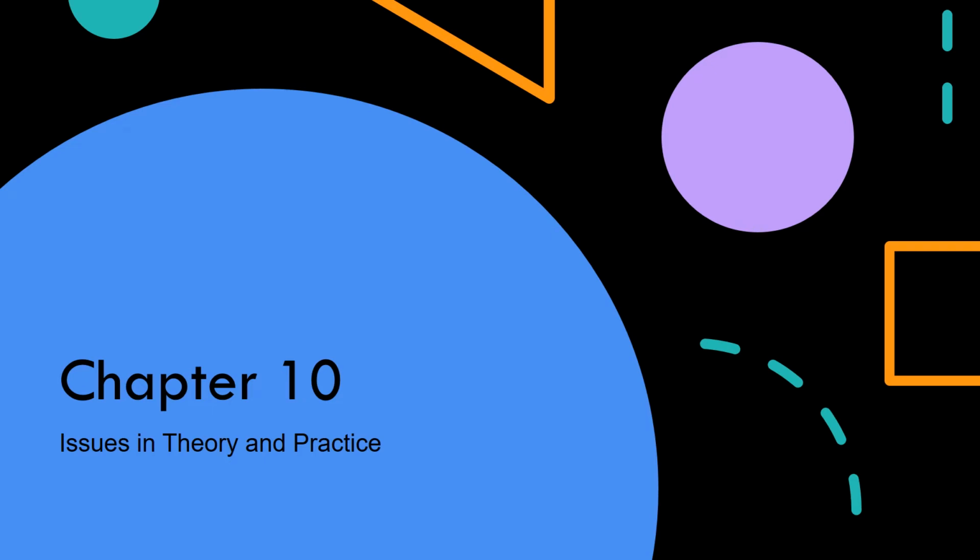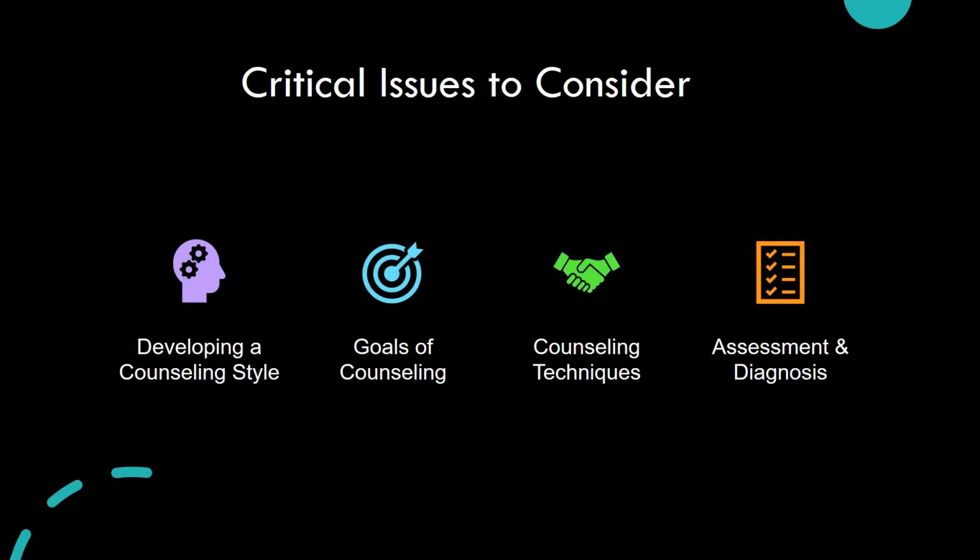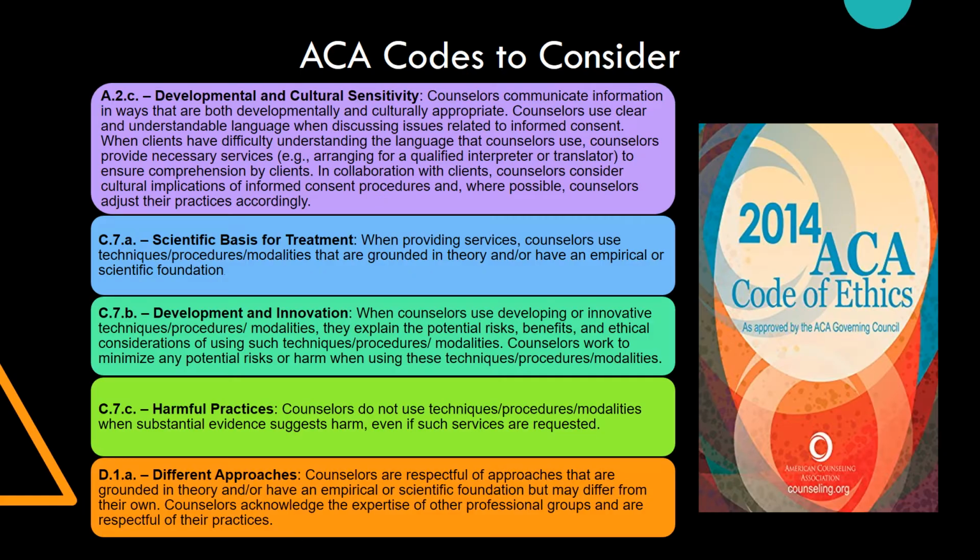Hello everyone, this is Chapter 10, Issues in Theory and Practice. So the critical issues we'll be covering in this chapter include developing a counseling style, goals of counseling, counseling techniques, and assessment and diagnosis. So here are the pertinent ACA codes to consider for this chapter.